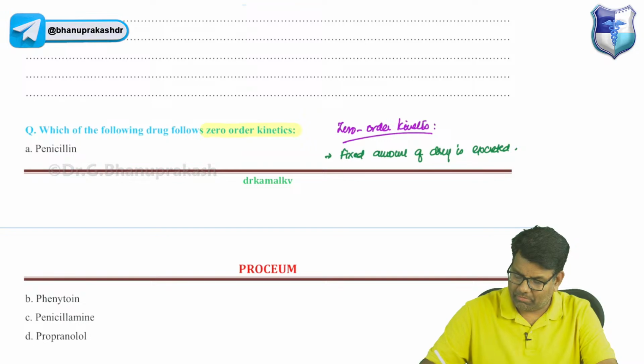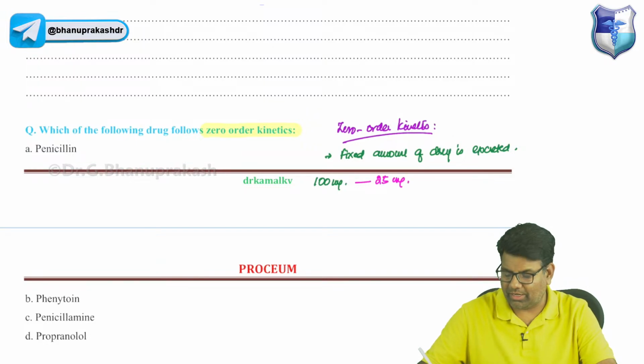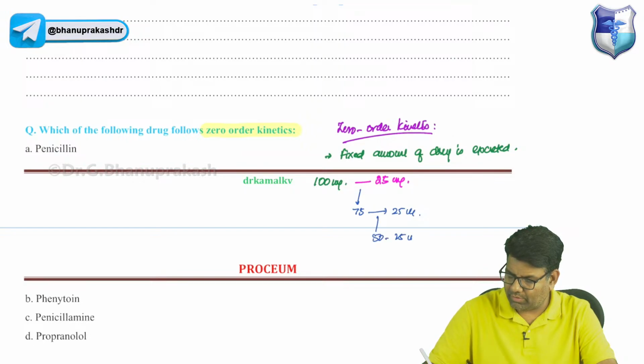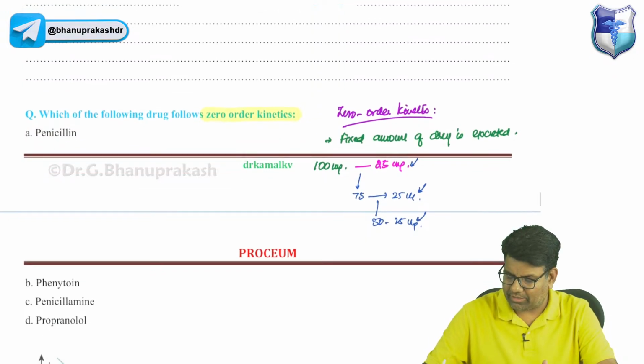Suppose you have given 100 mg of drug, and if 25 milligram is excreted, every time 25 milligram will be excreted. So 75 and again 25, right? So a constant amount is excreted. Clear? So this is zero order kinetics.